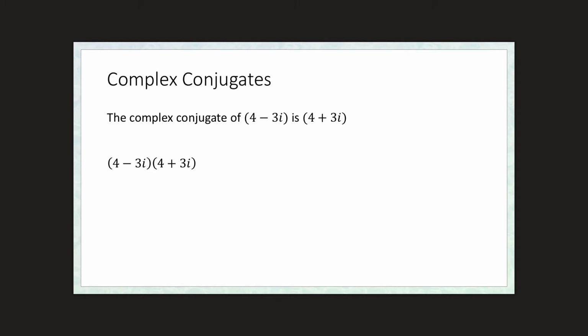So the way these complex conjugates work is they have exactly the same a and exactly the same b. The only difference is the sign between a and b. So the complex conjugate of 4 minus 3i is 4 plus 3i. Once again, the a is identical, and the b is identical. The only difference is the sign in between is opposite of each other.